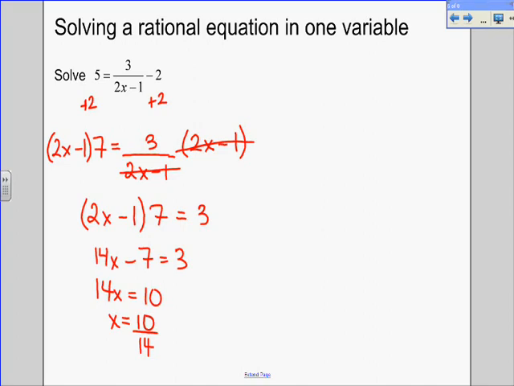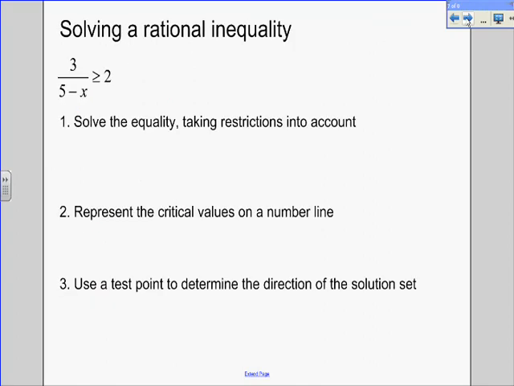So we'll switch our focus now to how we solve an inequality when we have a fraction, so when our x is on the bottom of a fraction. So we'll isolate our fraction if we need to.